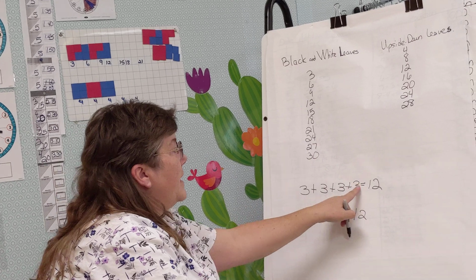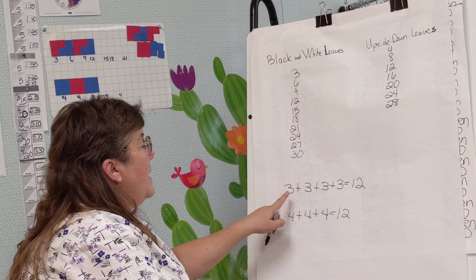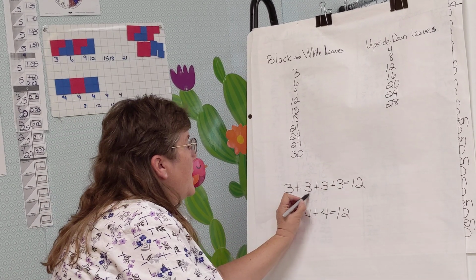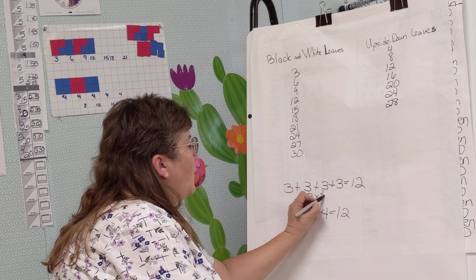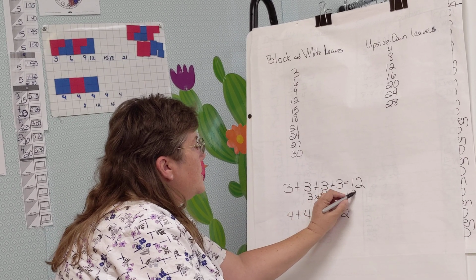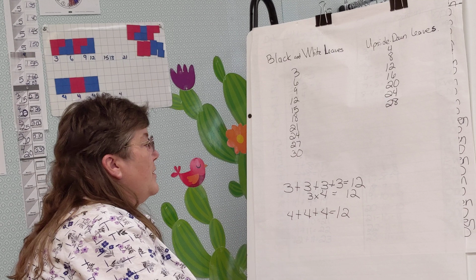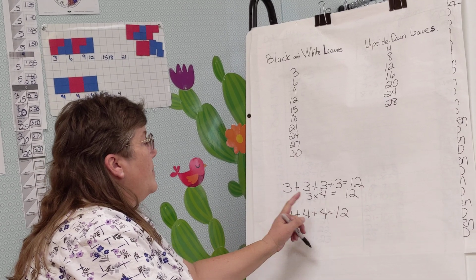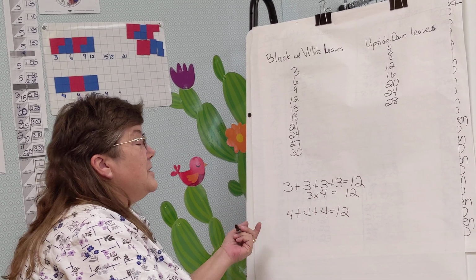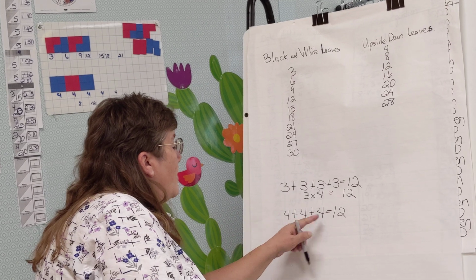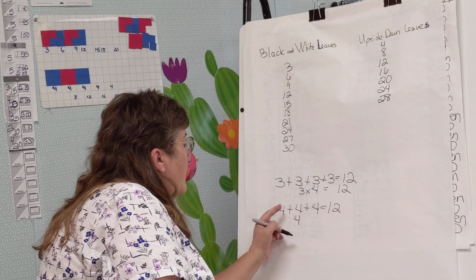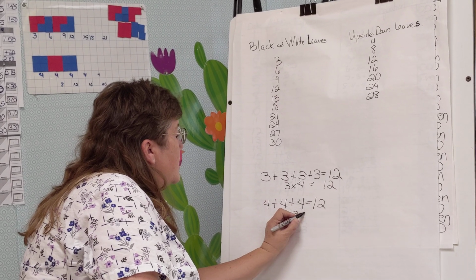using what I see up there and what I see here. So I have 3 and I have 4 of them. So we can write 3 times 4 equals 12. And the same with the 4. This is an addition problem, but we can easily turn it into a multiplication problem. We can do 4 and we see it 3 times.